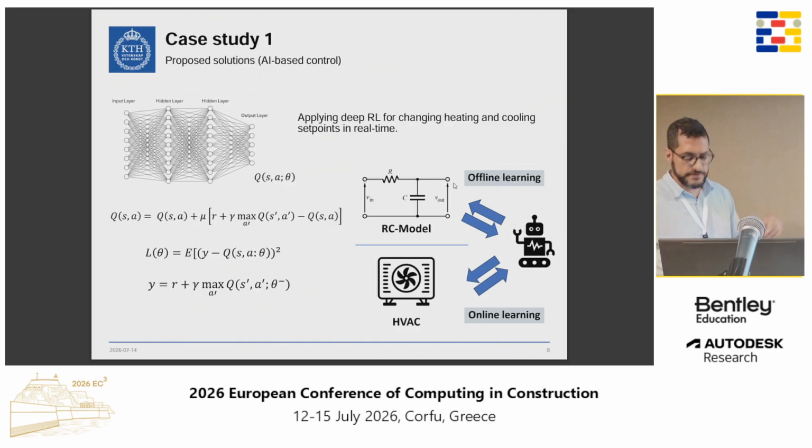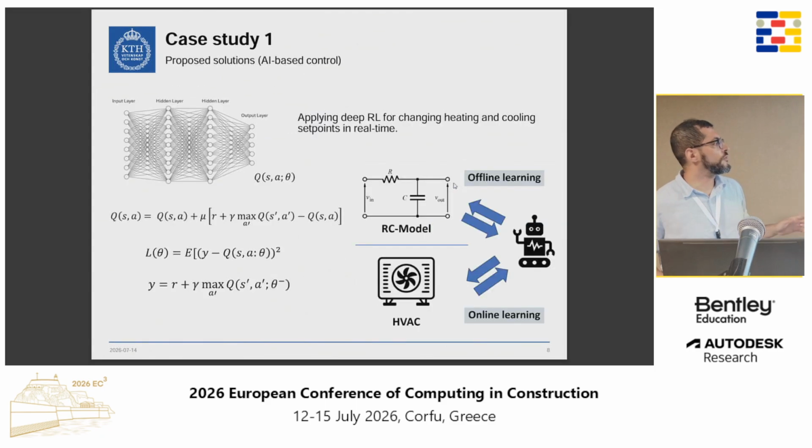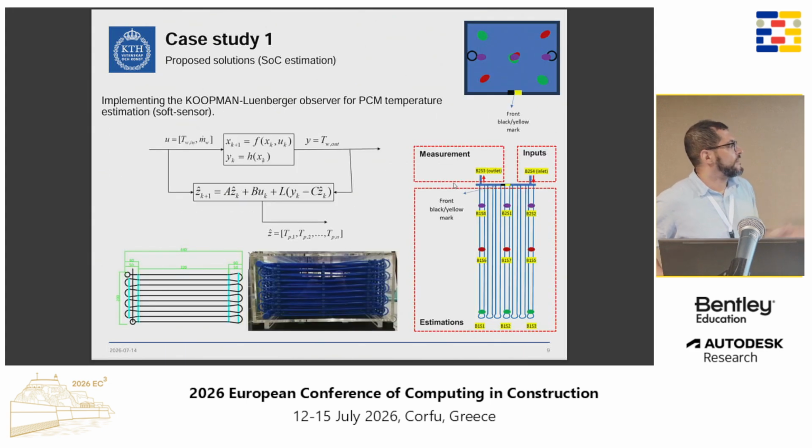The action here is just to change the cooling set point and heating set point of this air handling unit. You see here in the baseline, they are constant all the time: 24.7 for the cooling set point and 20-something, 0.4, I guess, 0.0 for the heating system. So with reinforcement learning, we want to make them dynamic based on the interaction with the system. This is one thing. The second thing is, as I said, we have this PCM tank, and it's hard to monitor.